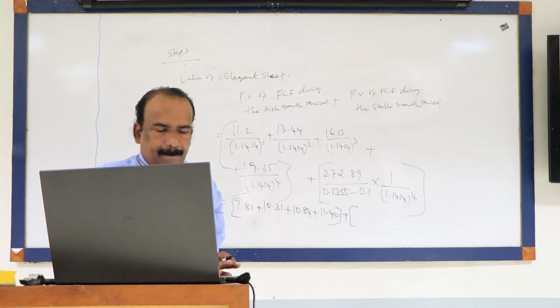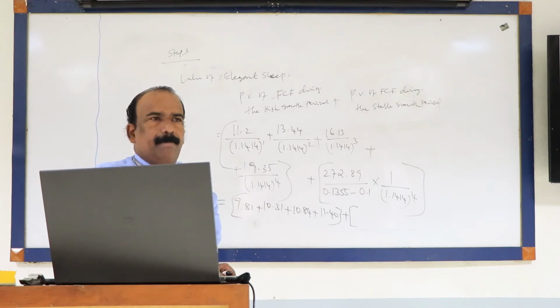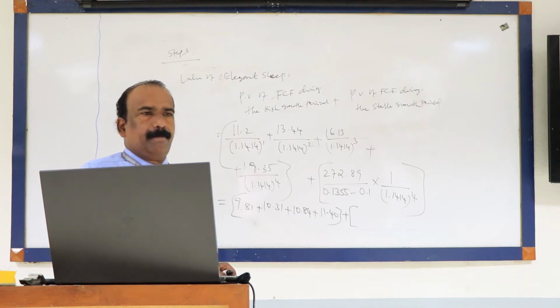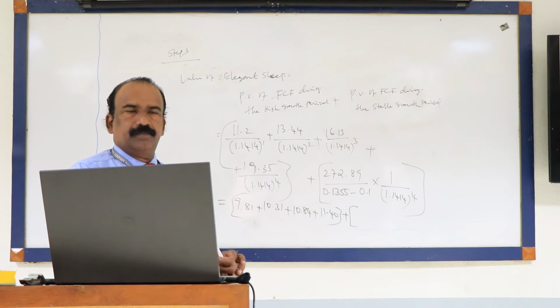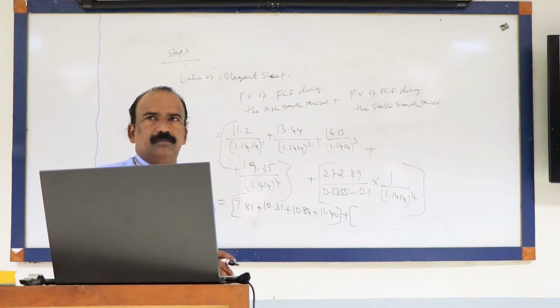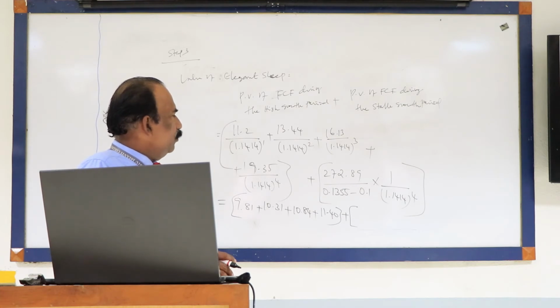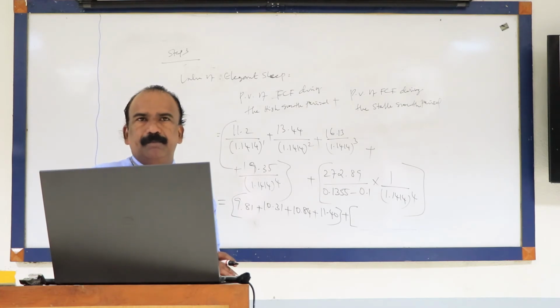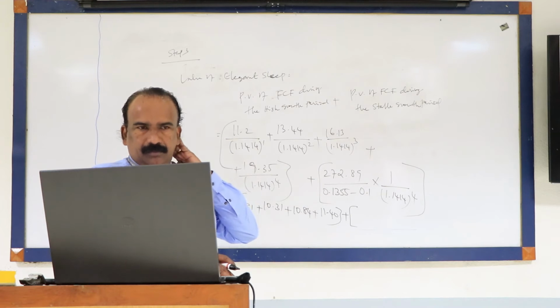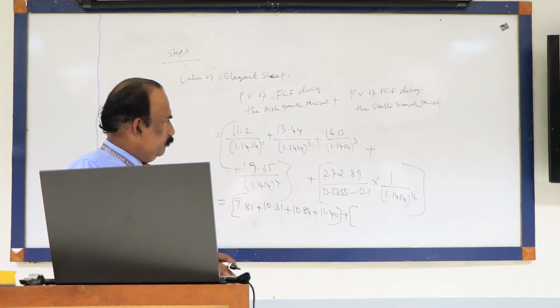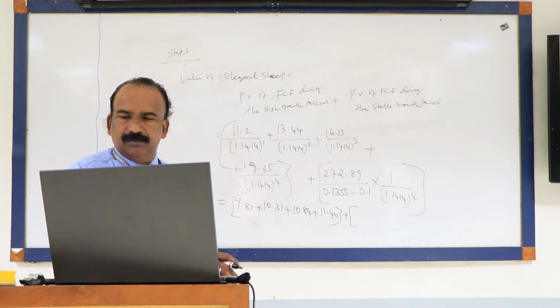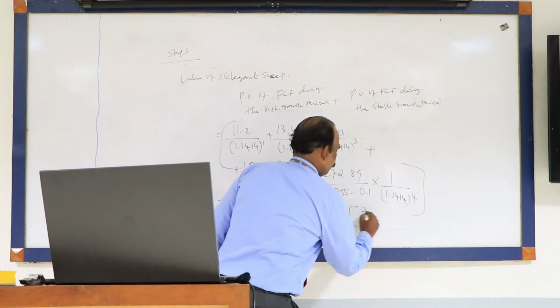How much comes? What's the value? 270.89 divided by 0.1355 minus 0.1. What's the value? Sir, I'm getting it in thousands. Yeah, no problem. Get that value. What's the value? 7,687. Okay, 7,000 687.